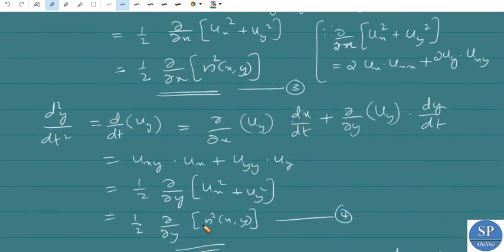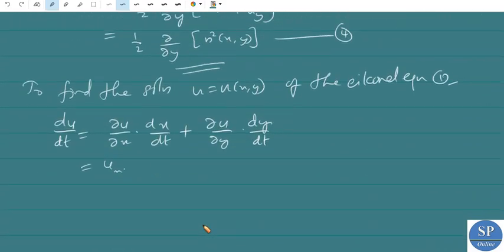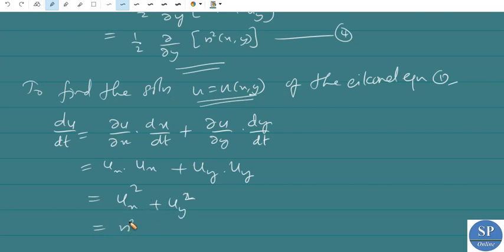Okay, so we can write this as u_x into u_x plus u_y into dy/dt, which is also u_y. So this is equal to u_x squared plus u_y squared. Now u is the solution of the eikonal equation, and the eikonal equation is u_x squared plus u_y squared equal to n squared. So we have du/dt equal to n squared.